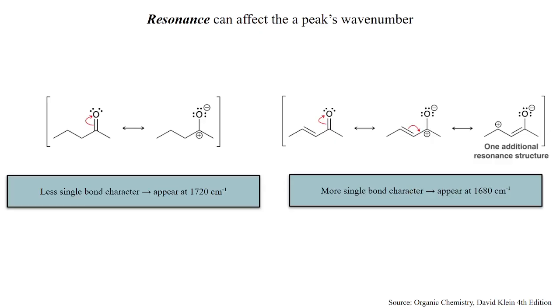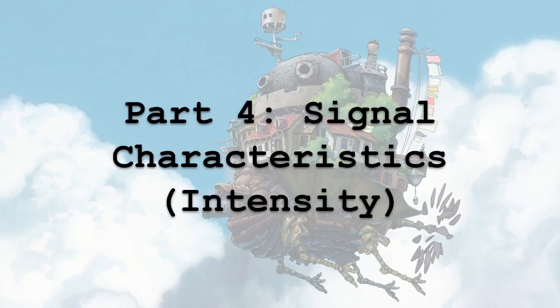And the effect of this is that in the ketone, the carbonyl peak has more double bond character. Remember, double bonds are a lot stronger than single bonds, so its carbonyl peak will appear roughly around 1720 in the IR spectrum. While the conjugated ketone, since that has more single bond character, its carbonyl peak will appear roughly around 1680. So that's it for the wave number.